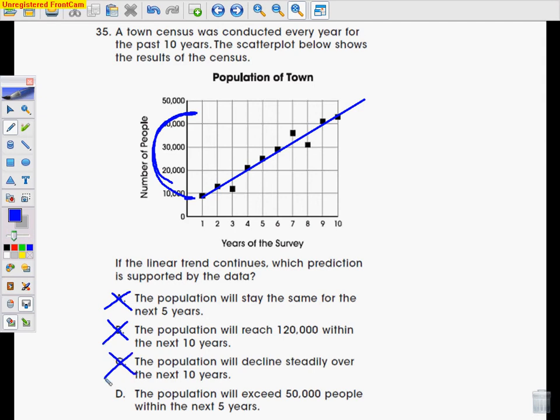And D, the population will exceed 50,000 people within the next 5 years. Well, we're actually pretty close to 50,000 already. So even looking at this line that I've already drawn, it already looks like it'll reach about 50,000 within the next couple of years. So will it exceed 50,000 people within the next 5 years? Yes, it will. So number 35 is D.